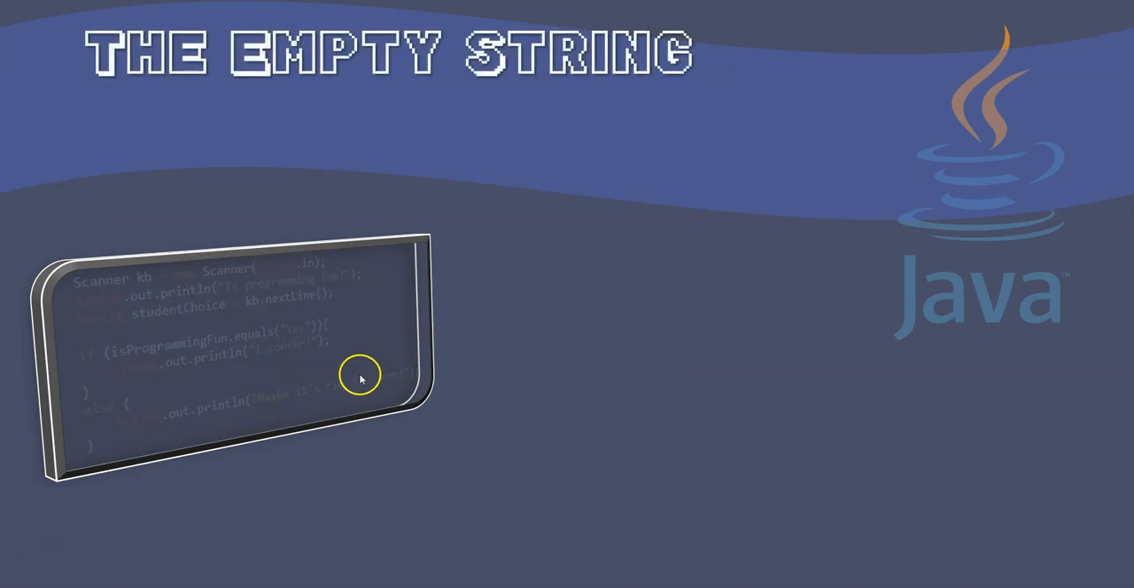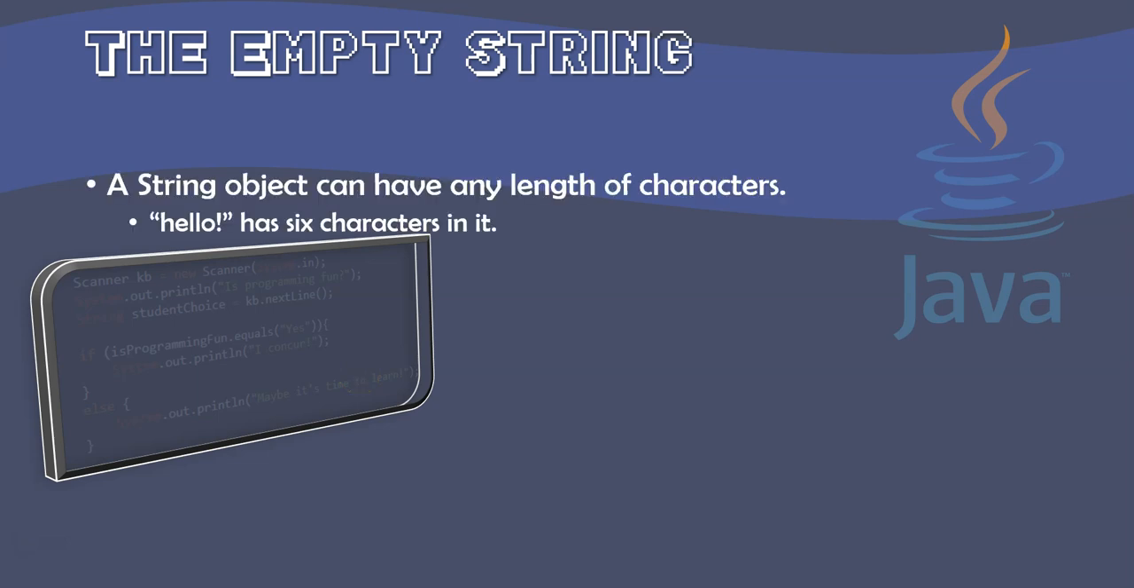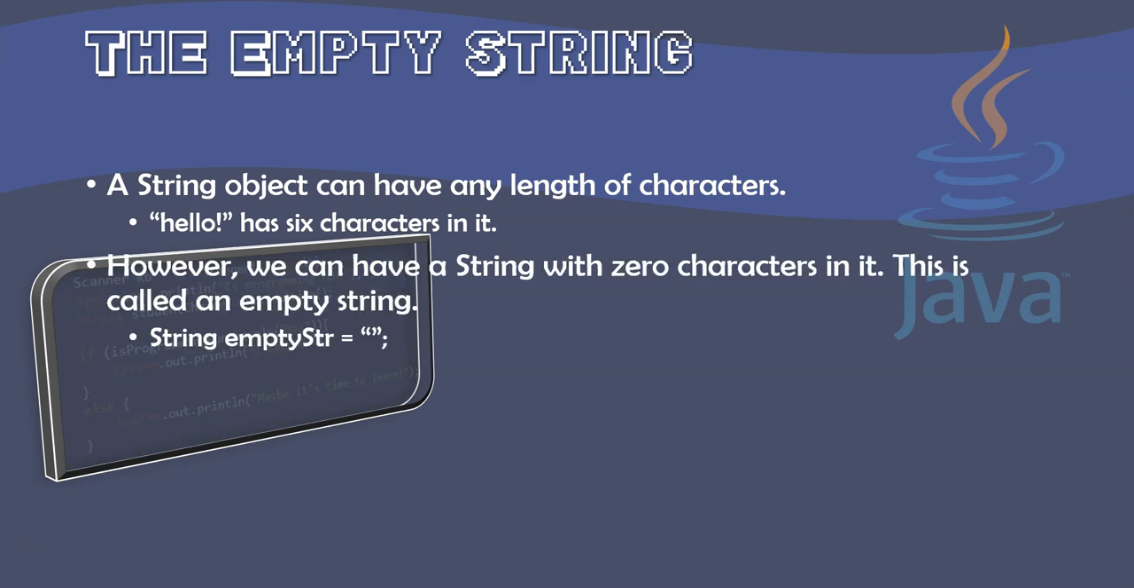Now, one thing I want to make sure we discuss is this concept known as the empty string. A string object, as we know, can have any length of characters. For example, the string "Hello!" with an exclamation point has 6 characters in it. However, we can have a string with 0 characters in it. This is called an empty string. For example, String emptyStr is equal to open and close quotation marks. There's technically nothing in this string, but it's considered empty because we don't have any actual characters entered within those quotations. This actually occurs more often than you might think.